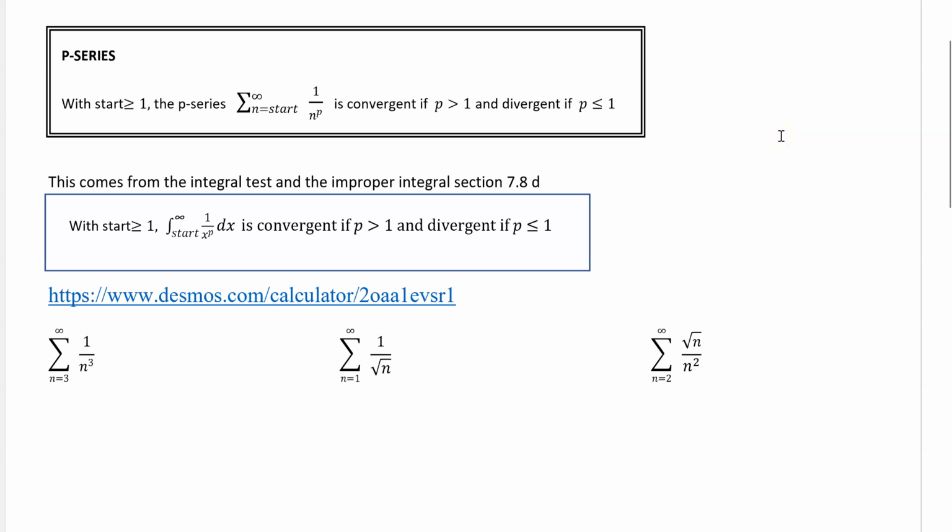All right, so the p-series test is just an extension of our integral test, and what it says is that if we have a series with 1 over n to the p, the series is convergent as long as p is greater than 1. Otherwise, it's going to be divergent if p is less than or equal to 1. If you remember that from the video in 7.8d, it explains why the improper integrals are convergent if p is greater than 1 and divergent if p is less than 1.